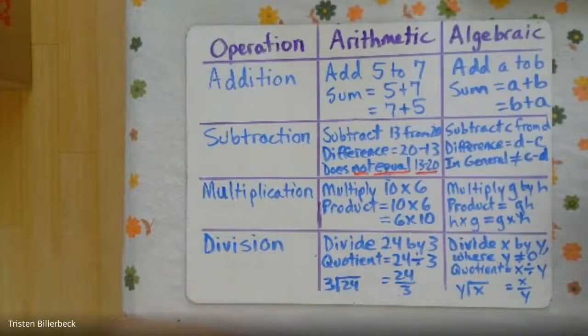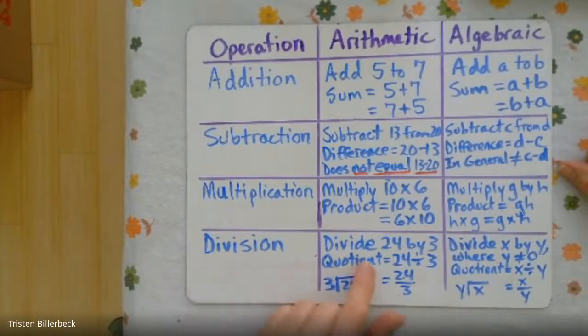So commutative means you can flip them, put one in front of the other, or vice versa, and it doesn't change it. So if we multiply g by h, the product equals g times h, or h times g. It's all the same.